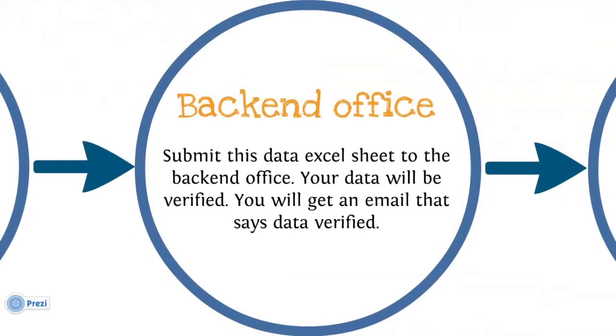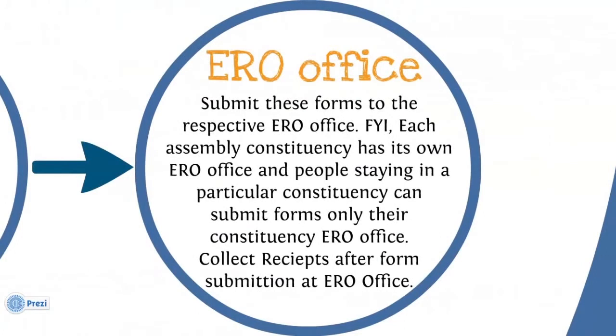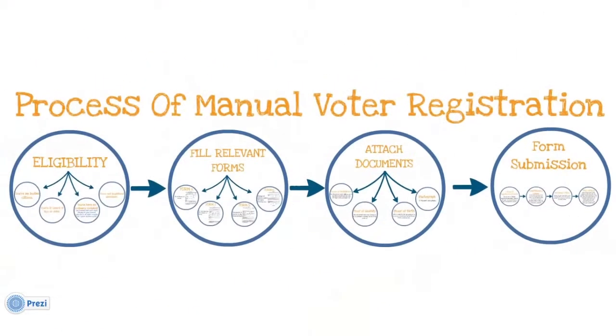After your data has been verified, you will get an email that says data verified. Submit these forms to the respective ERO office. Each assembly constituency has its own ERO office, and people staying in a particular constituency can only submit forms to their respective constituency ERO office. This completes the process for manual voter registration.